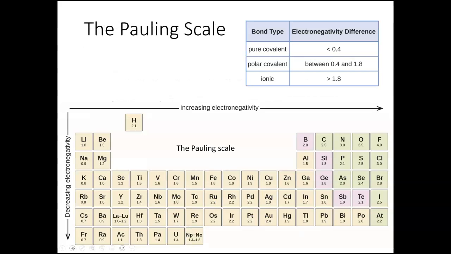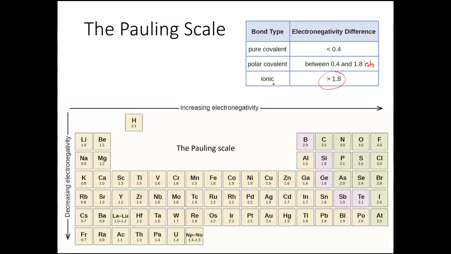And so we can look at this scale here, and this tells us how we know if a bond is going to be covalent, just pure covalent, if it's going to be a polar covalent bond, or if it's an ionic bond. So one thing to note here is this is kind of approximate. And so what we're going to use in this class, I mean, you can look at this number, you will be given this chart, so you can always use that.